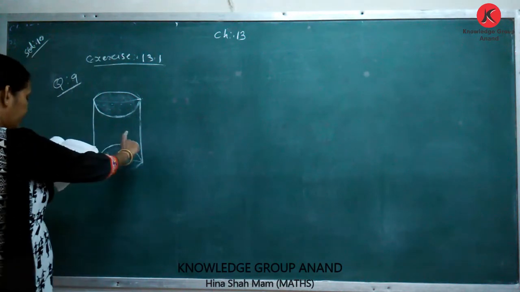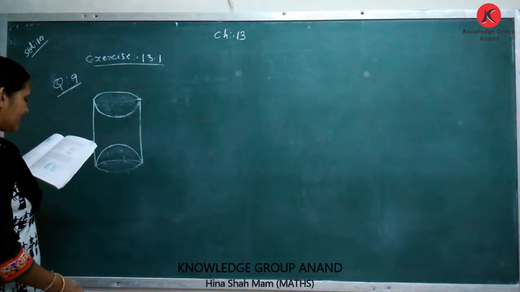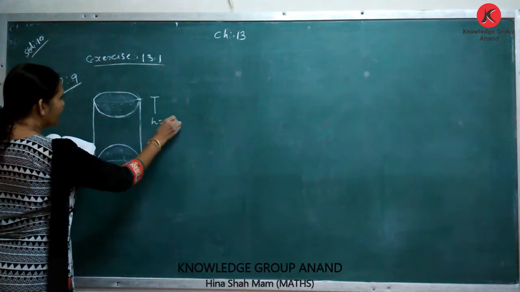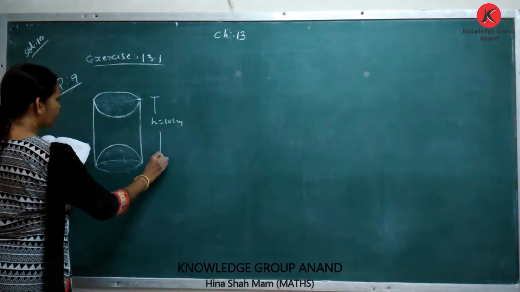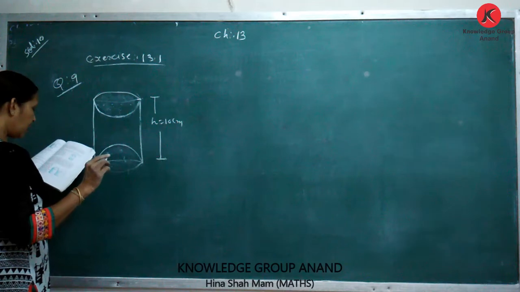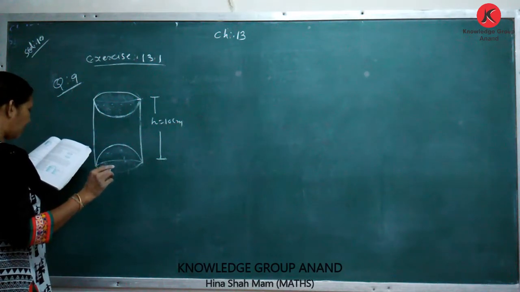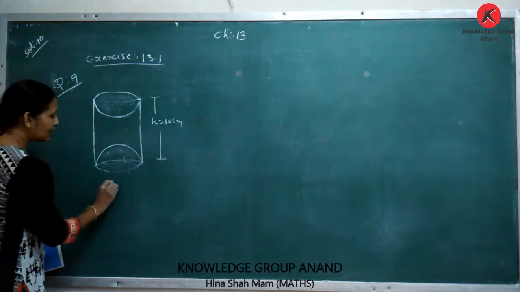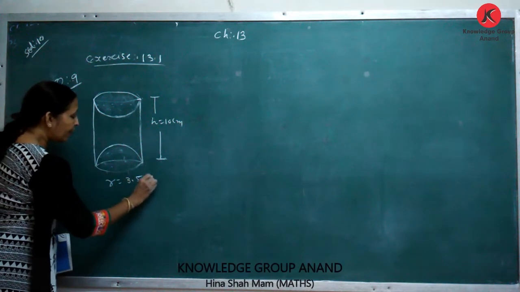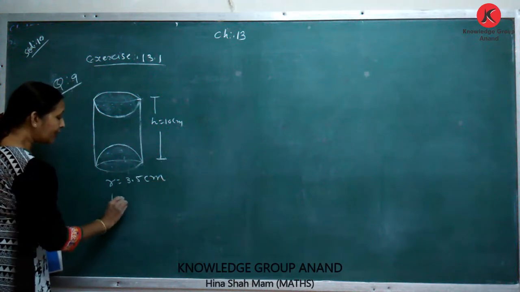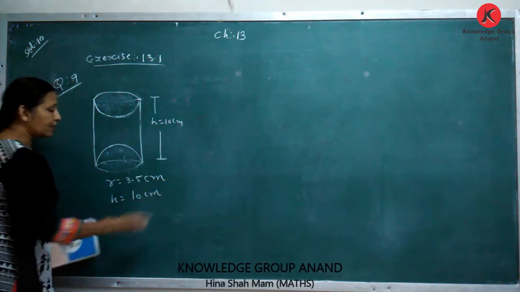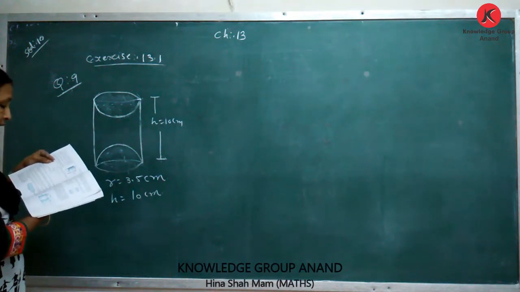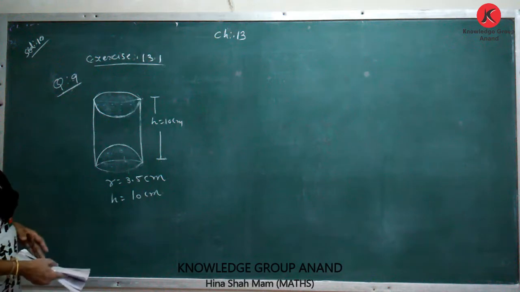As shown in the figure, the height of the cylinder is equal to 10 cm, and its base is of radius 3.5 cm. Radius is equal to 3.5 cm. Height is equal to 10 cm. Find the total surface area of the article.